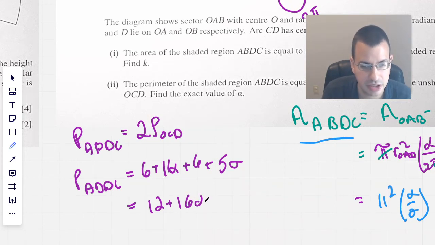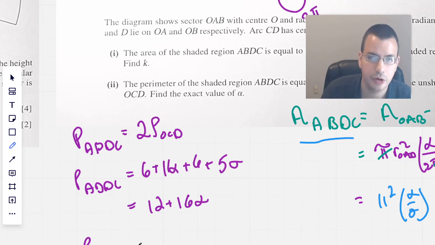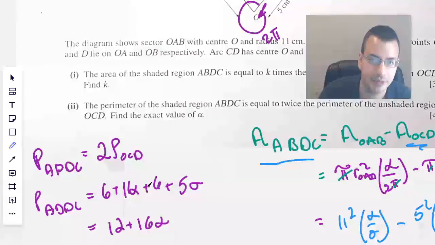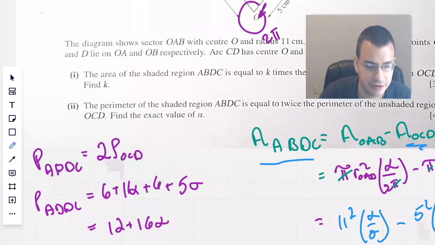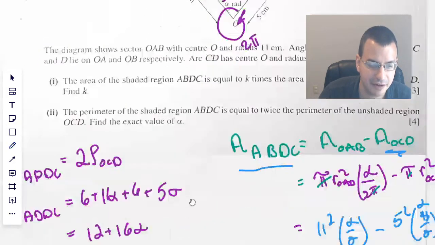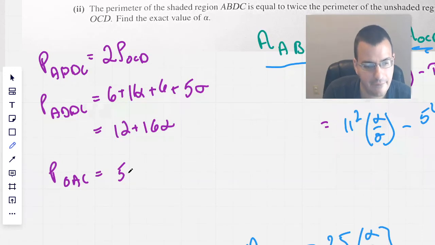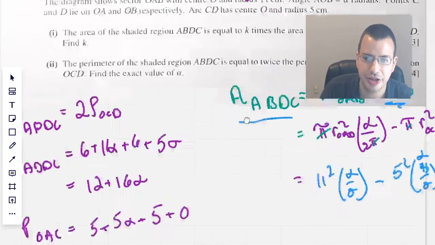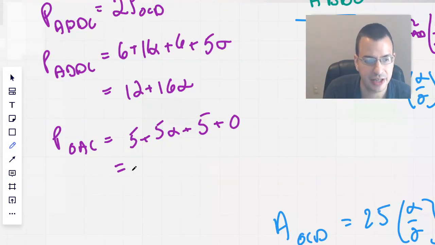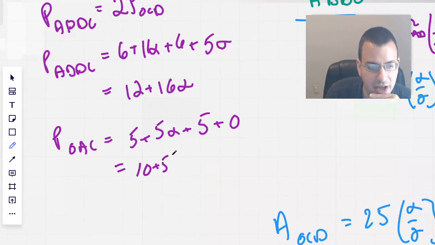So perimeter OAC now, we're going to start on the left side. So here, that will be just 5. 5 plus this arc length here, which would be 5 alpha, plus another 5, and then plus 0 for the arc length on the bottom. You can think of it as 0 times alpha, because the radius for that part will be 0. Simplifying this, we have 10 plus 5 alpha.